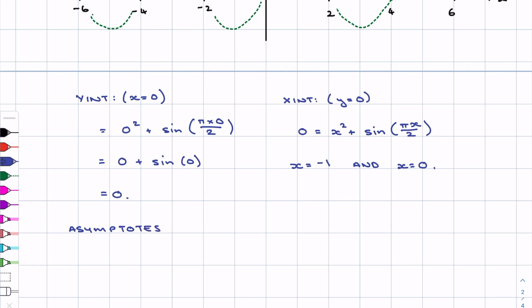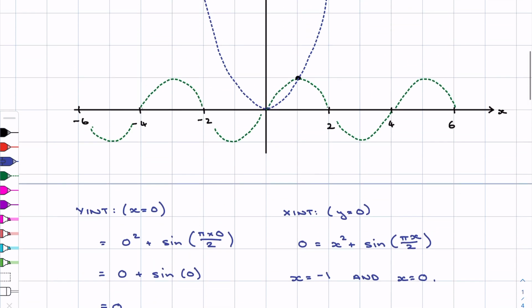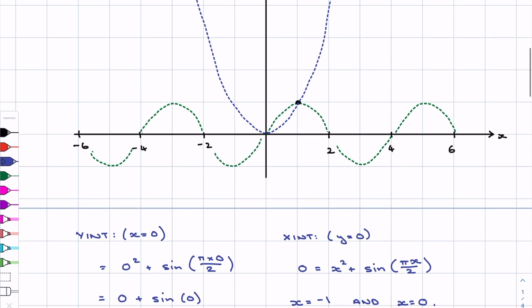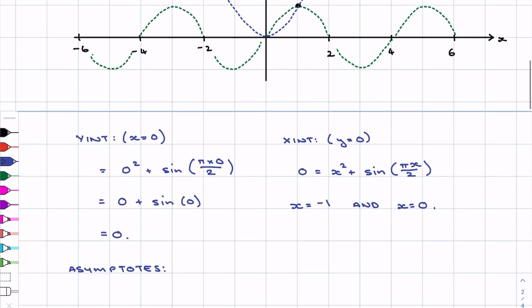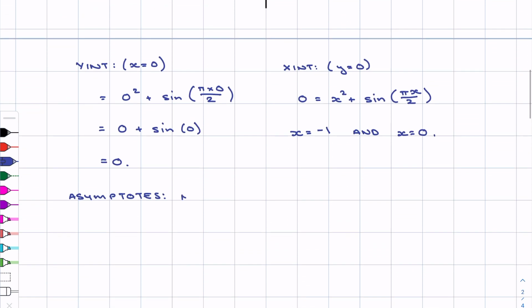Now, due to the nature of h(x) and the nature of f(x) and g(x), there's no discernible asymptotes here. So I'm going to say that there's none. Okay, so no asymptotes. And then I'm going to explore my stationary points.